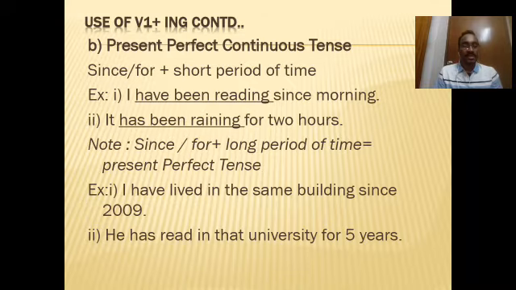But if there is a long period of time, in that case we use the present perfect tense. For example, I have lived in the same building since 2009. In this sentence there is a long period of time, so we use present perfect tense. He has read in the university for 5 years. So for 5 years is a long period of time, so we have used present perfect tense. To form present perfect continuous tense, we use the ing form of the verb.